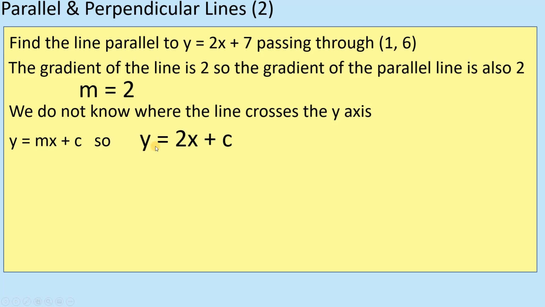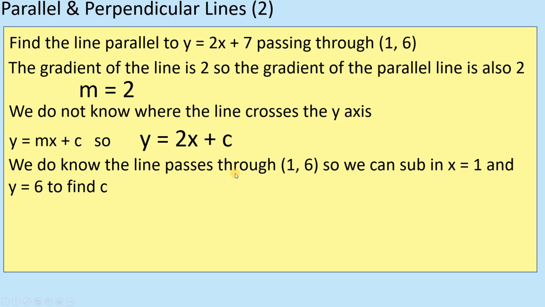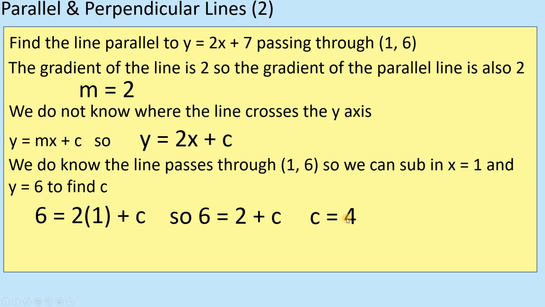So y equals 2x plus c, so we put the 2 in. And then we know that we've got a value of x as 1 and y is 6 to find c, so we're going to plug those in there, so hopefully you can see that. You've got your y value of your coordinate equals mx, so 2 times 1 plus c. So 6 equals 2 plus something. Well, if you just rearrange that a little bit, c must be 4. So 6 equals 2 plus something, therefore c must be 4.